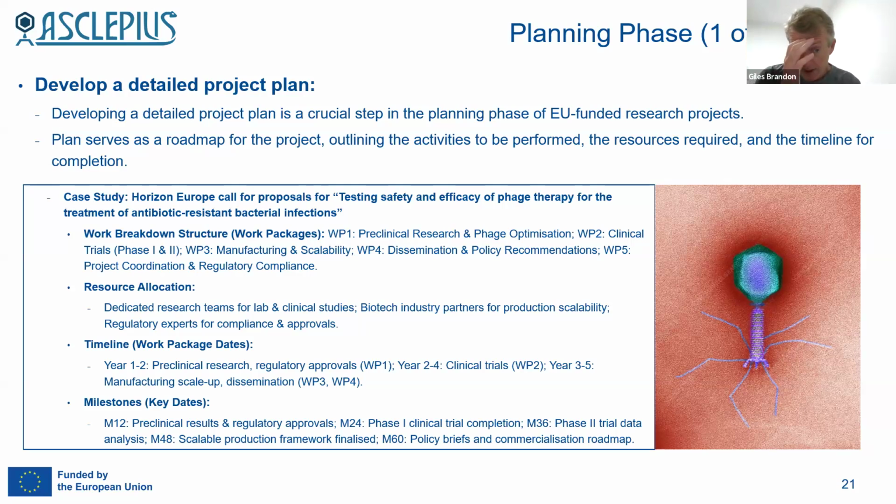And then milestones, which are key dates demonstrating the progress of the project. It's important to have milestones spread across the duration of the project, not only at the very end. So there may be a milestone at month 12 at the end of year 1. Hopefully the preclinical results and regulatory approvals have been achieved. Maybe by month 24, the phase 1 clinical trial will be completed. Month 36, phase 2 trial data analysis. Month 48, scalable production framework finalized. And by month 60, the end of the 5 years, policy briefs and commercialization roadmap.